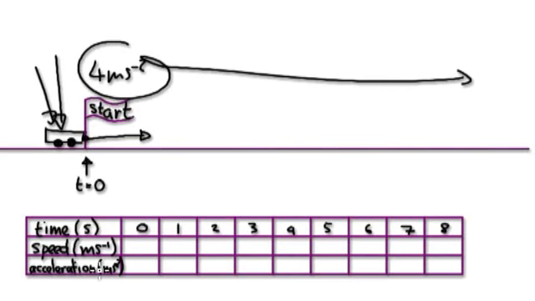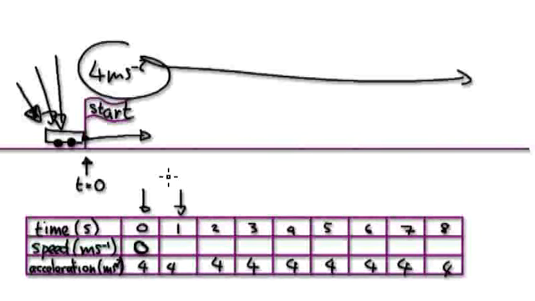So if you look at the table here, the acceleration is always going to be 4, because your dad's always accelerating. He's got his foot on the accelerator, so it's always accelerating 4 meters per second squared. Now, when you look at the speed, when time equals 0, the speed will be 0 because initially the car is at rest.